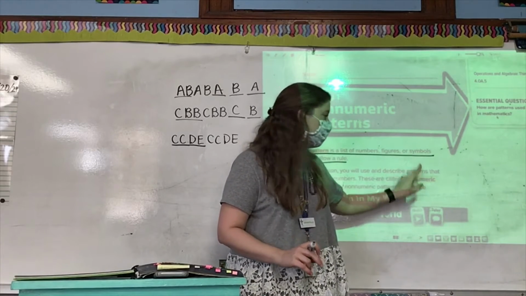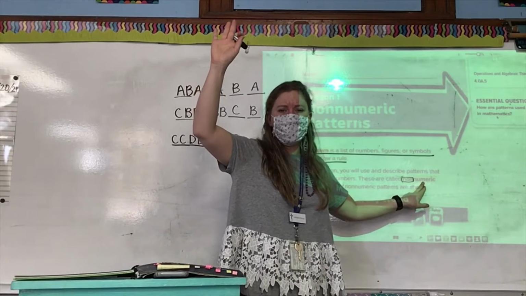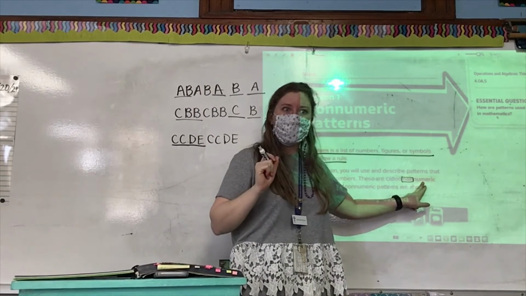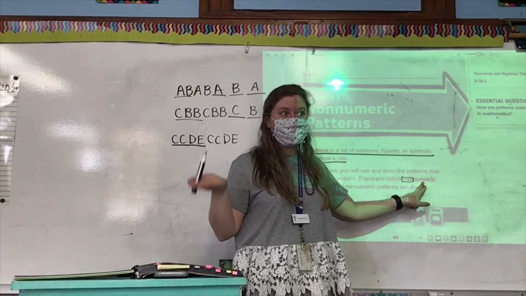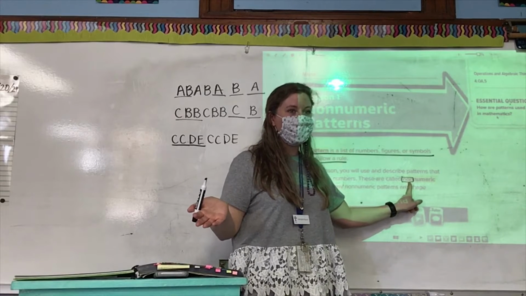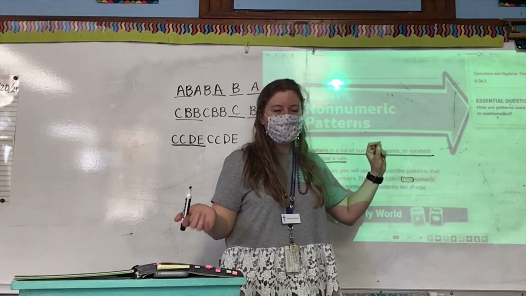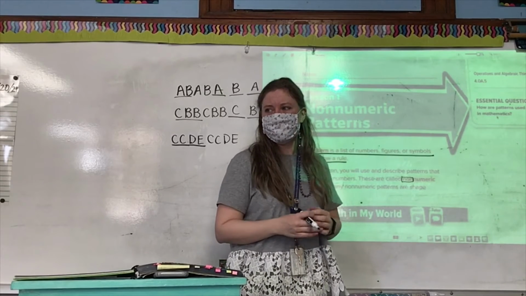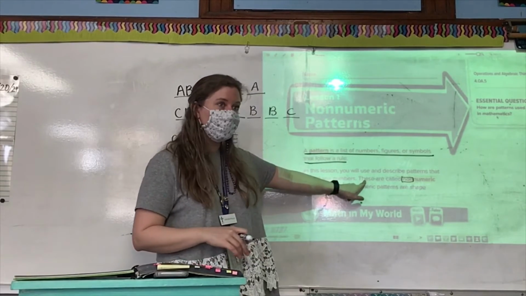numeric. So non-numeric. What does numeric kind of look like? What word does numeric kind of look like? Cullen? Number. So numeric is an adjective, meaning that something has numbers. Knowing that non means that whatever it is can't be described as that, what would non-numeric mean? Kingston? There's no numbers.